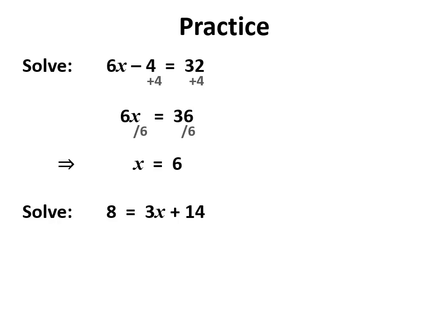Second one, same as before, except that the x is on the right, my unknown's on the right, so I get rid of the plus or minus from my unknown by taking away 14, gives me minus 6, and that is equal to the 3x that's left. I divide out away from the x, so I divide by 3, and I get x is equal to minus 2. Last couple.